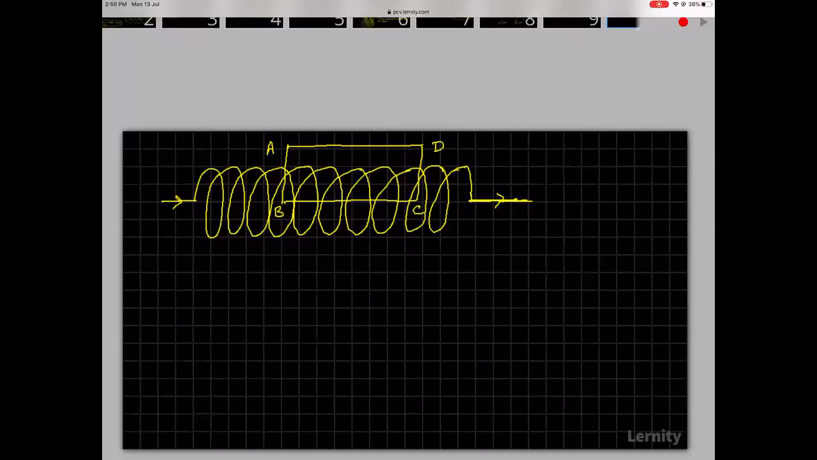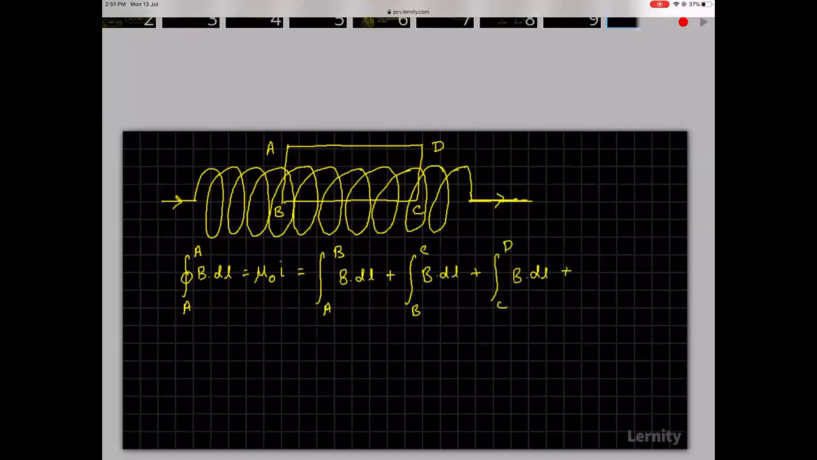So if I apply Ampere's law, integral A to A, B·dl is equal to μ0 into I. Now this I can break it from A to B, B·dl, plus integral B to C, B·dl, plus integral C to D, B·dl, plus integral D to A, B·dl.